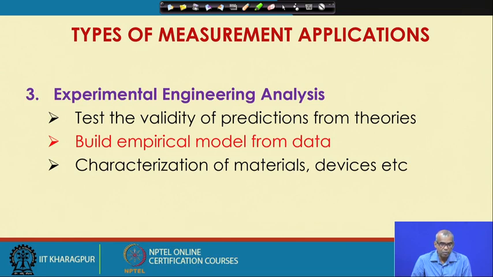We can build empirical models from data. This is another very important experimental engineering analysis. We now have several very sophisticated measuring instruments, and they produce a lot of good quality data. Now these data can be used to build predictive models. Please note that it may not always be possible to build a model based on first principles, that means using the principles of conservation of mass, energy and momentum.